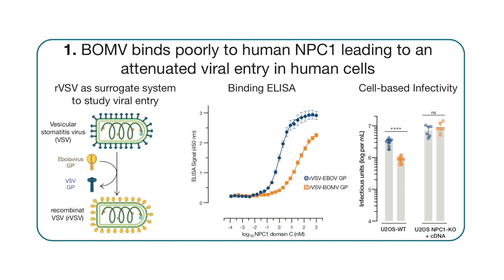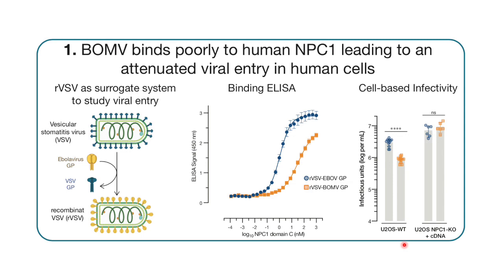For this, we experimentally study viral entry using a recombinant vesicular stomatitis virus, or VSV, bearing the Ebola virus glycoprotein on the surface. In this case, we use 2 different recombinant viruses. One bearing the Zaire Ebola virus glycoprotein, shown in blue in the central and right panels, and a second one bearing the Bombali Ebola virus glycoprotein, shown in orange. The middle panel shows a binding ELISA where we study the interaction between the viral glycoproteins and human NPC1. The right shifted orange curve of the VSV with Bombali glycoprotein shows the lower affinity of this glycoprotein with respect to Ebola for human NPC1.